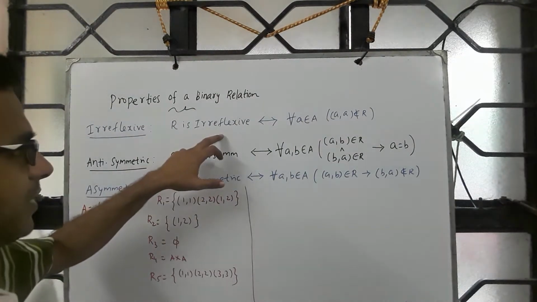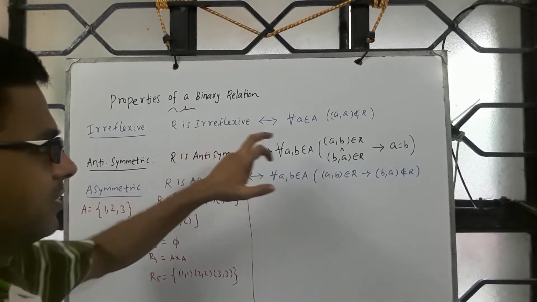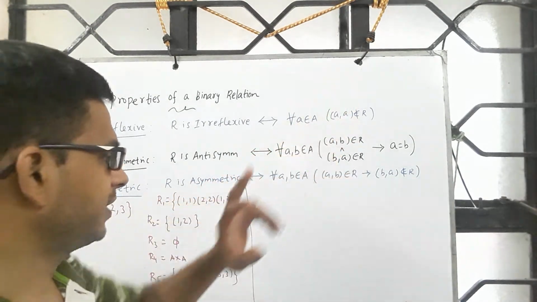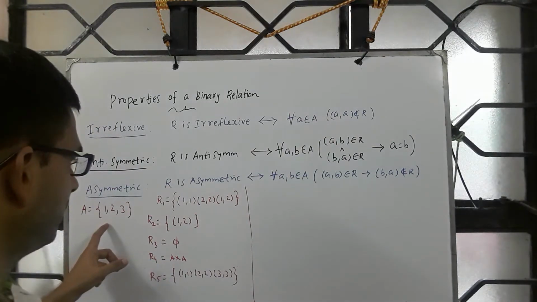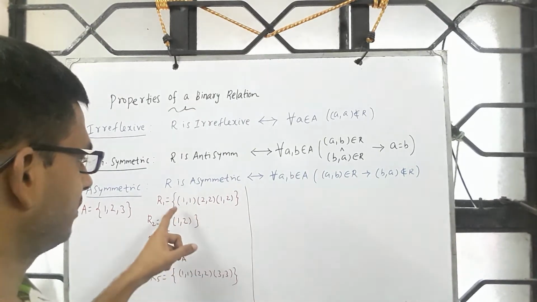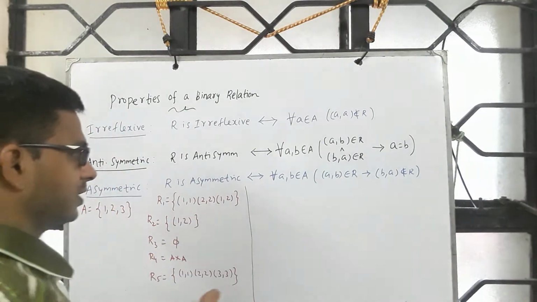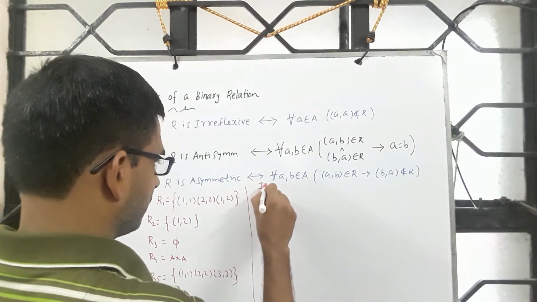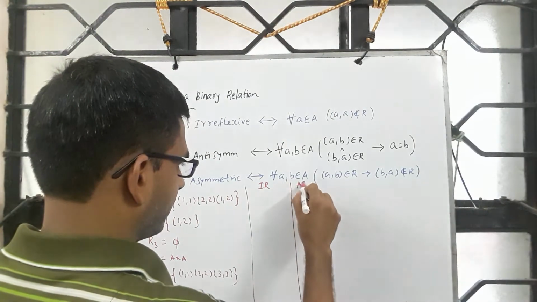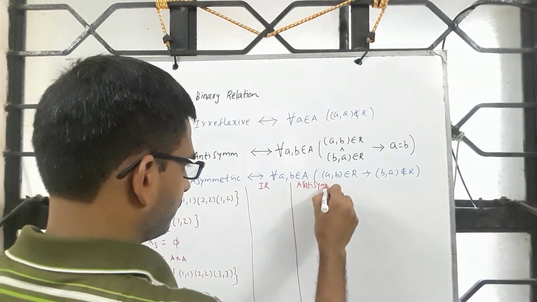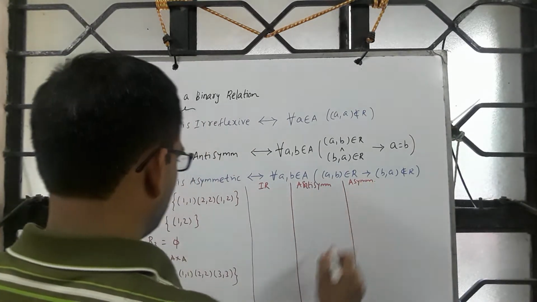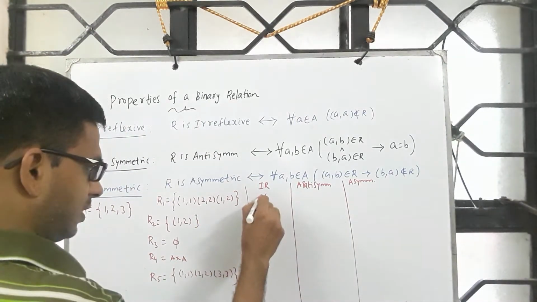Now, is it irreflexive? Irreflexivity says for each a in A, (a, a) should not be there in R. I should not find (1,1), I should not find (2,2), I should not find (3,3). Because I find (1,1) and (2,2), this one is not irreflexive. So irreflexive, antisymmetric, and then asymmetric. This one is not irreflexive.